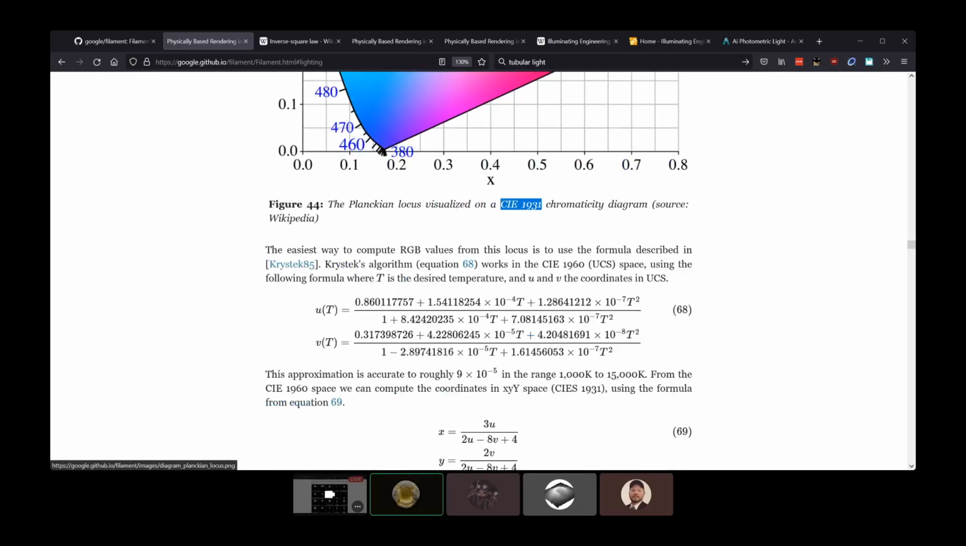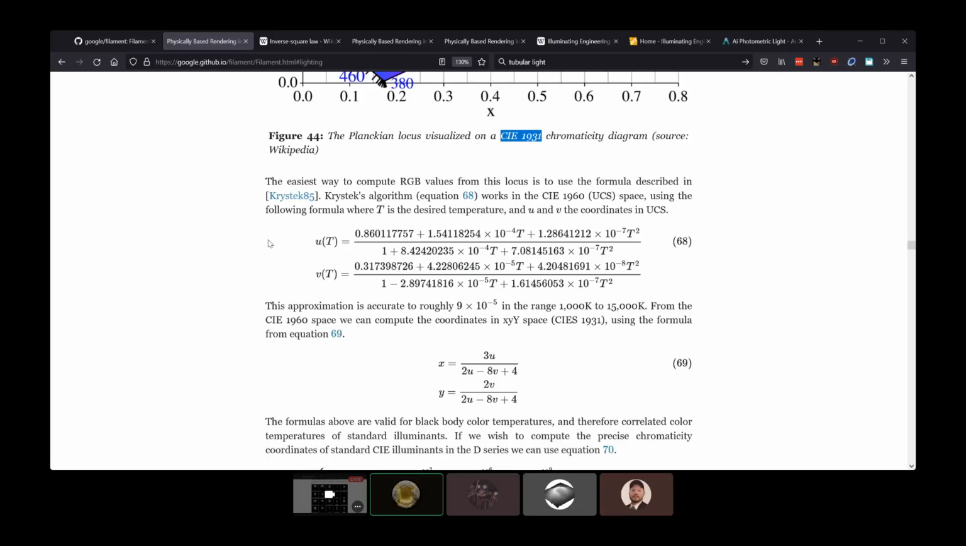Planck's locus. Yeah, so it's black body radiation, I guess, is kind of what that relates to. It's what's emitted based on temperature or something like that. Yeah, this is getting deeper than I expected.